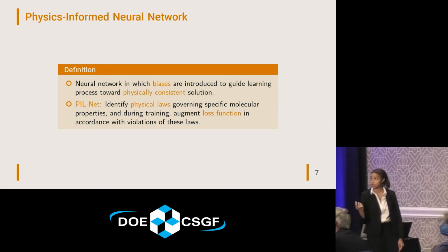So now to define a physics-informed neural network, it's a neural network that introduces biases in order to guide the learning process towards a more physically consistent solution. There are a number of ways to implement a physics-informed neural network, but specifically with PILNet, we do this by identifying physical laws specific to the properties that we're predicting and also our data sets. And then we augment the loss function during training in order to get it to come as close as possible to these laws that we've established.